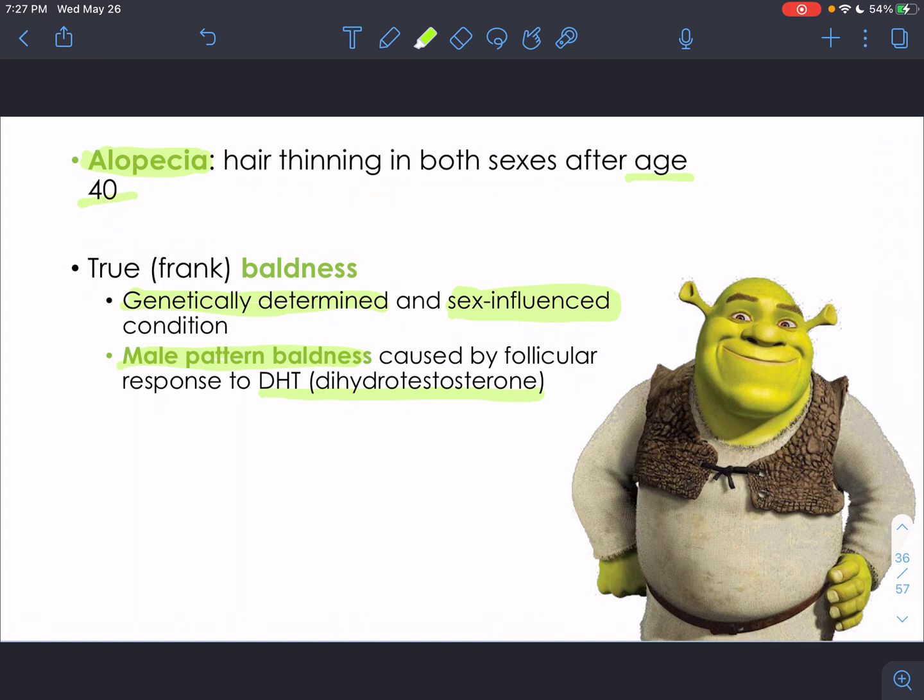But I think bald is cool, right? Shrek looks good, so I'm not worried about it. But also I'm not a dude, so that might not be fair of me to say.